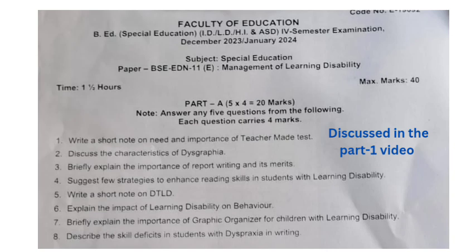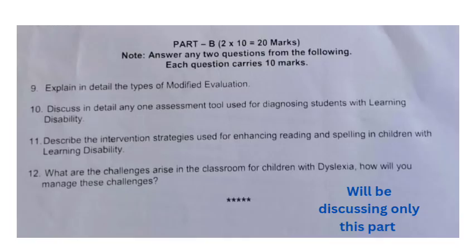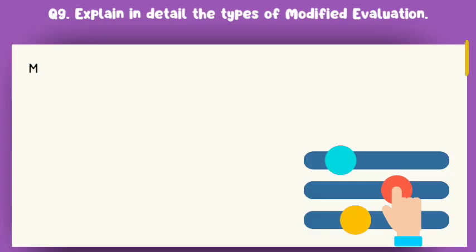It has two parts. Part A has 8 questions, each of 4 marks, and we need to attempt only 5 questions. Next is Part B. It has 4 questions, 10 marks each, and we need to attempt only 2. So let's get started. Question number 9.